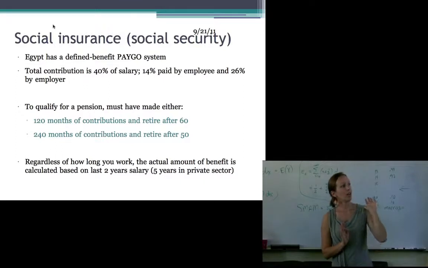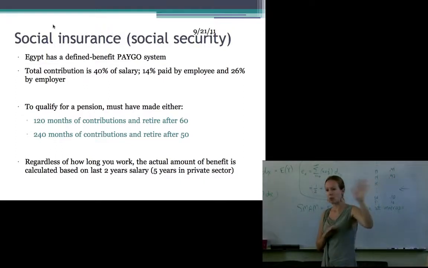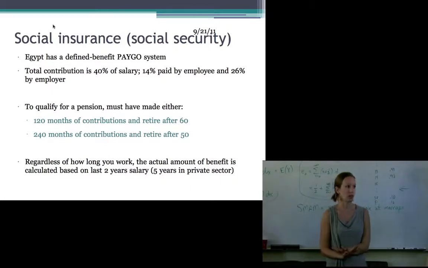But once you pass this, the first 18 years of service don't actually count towards calculating your benefit. Your benefit, the actual amount of money that you get, is calculated based on your last 2 years of salary in the public sector, and your last 5 years in the private sector.